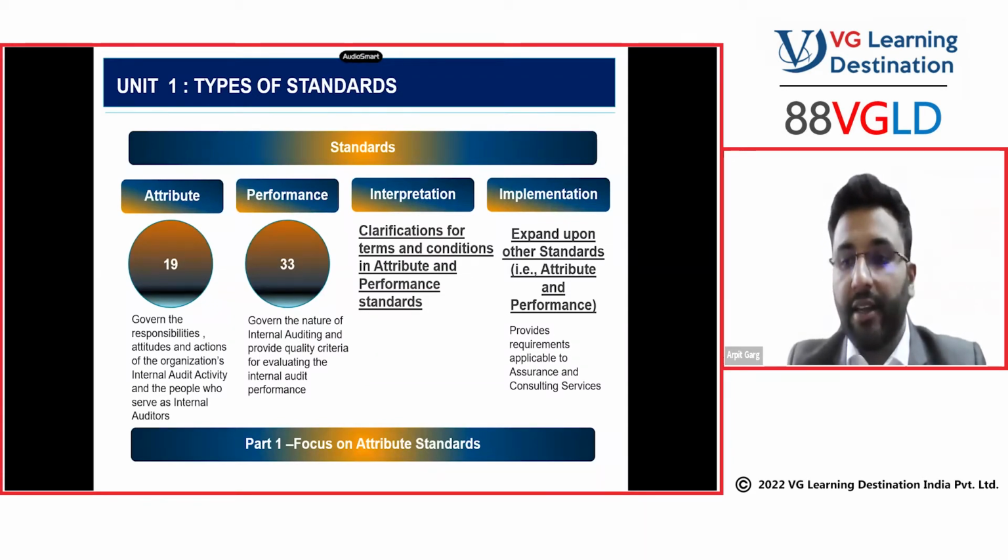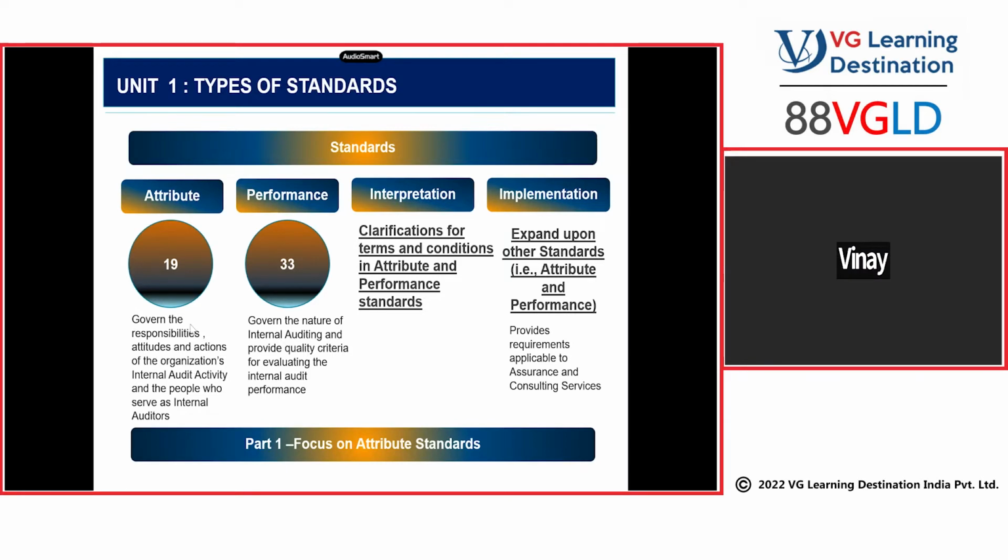Attribute standards basically, and I'll throw more light so that you can understand it more practically. But just read this out. Attribute standard basically governs the responsibilities, attitude, and actions. And only two voices, so we have 45 members.